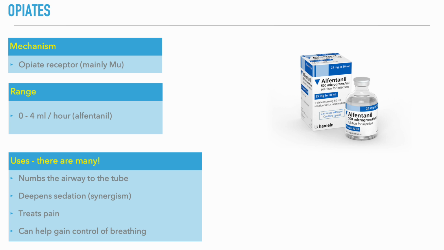And there are loads of benefits to us using opiates as part of our sedation. Firstly, it's very good at numbing the airway to the endotracheal tube, so this is good for tube tolerance, and it will reduce the amount of propofol that you need. It also works synergistically with propofol because it works on a different receptor, so it can again minimize the amount of propofol that you'll require.